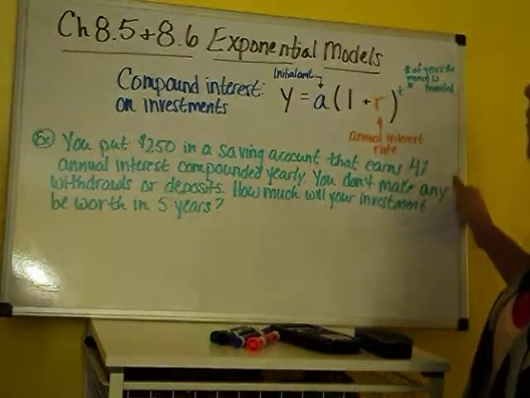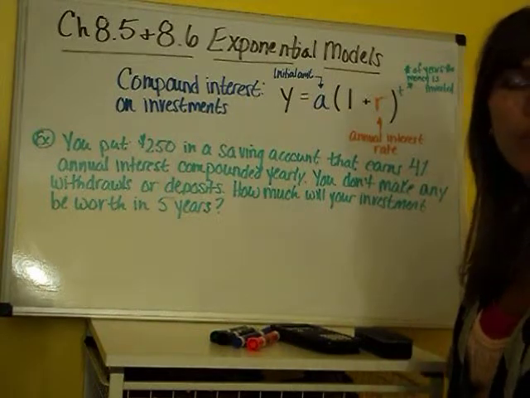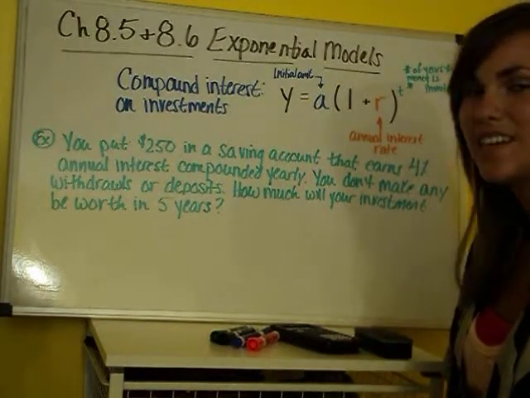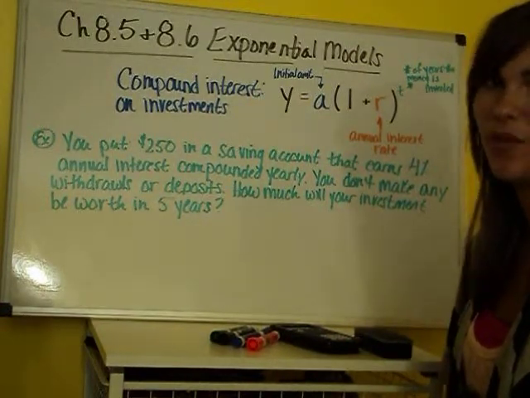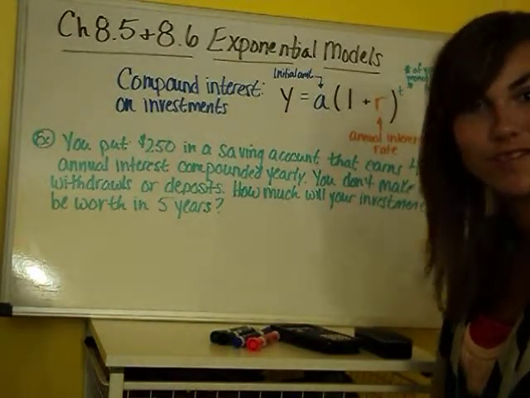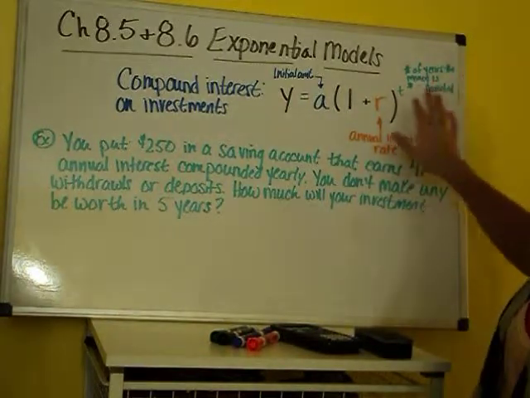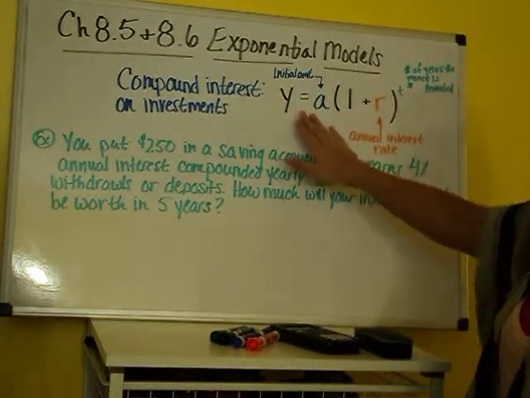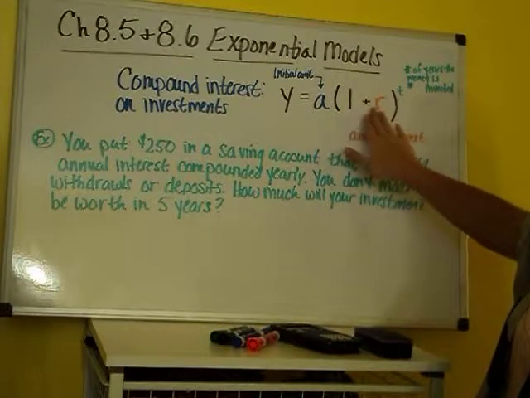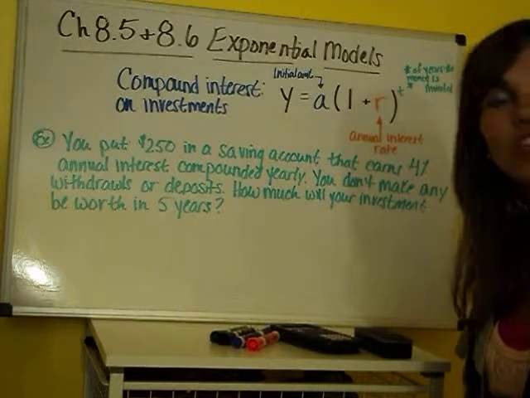Here we have our formula, which is representing our growth model, because when you put money into a bank account, you're expecting it to get bigger, so we do want it to grow. In fact, it wouldn't make much sense to put it into an account where you are losing money. But this is our compound interest formula for investments, and we have y equals a times 1 plus r to the t. Looks very familiar to what we've been seeing the past 3 days, and it should.